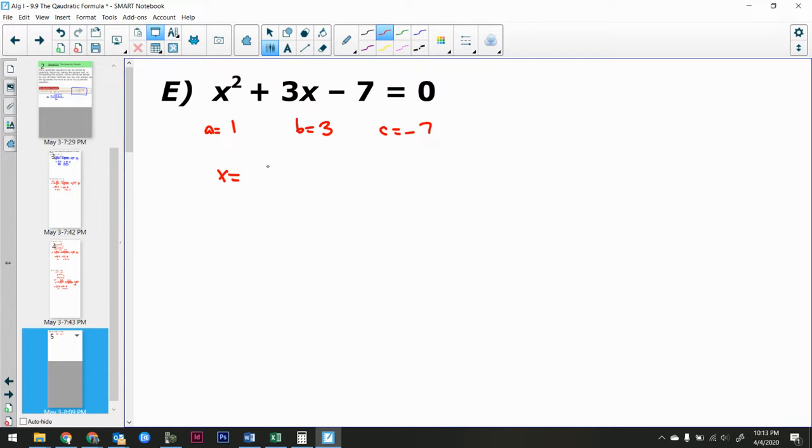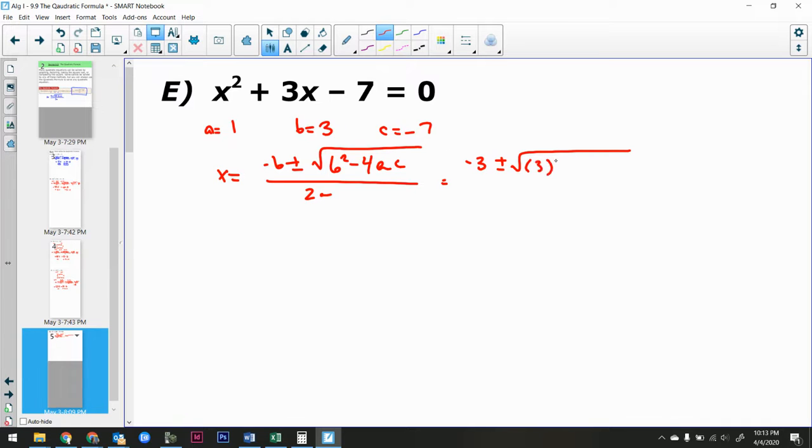All right, x equals the opposite of b plus or minus the square root of b squared minus 4ac, all divided by 2a. Again, don't get lazy. Make sure you write that whole line all over 2a. So the opposite of b, positive 3, turns negative 3 plus or minus the square root of 3 squared minus 4 times a times c, all divided by 2 times 1, or just 2.